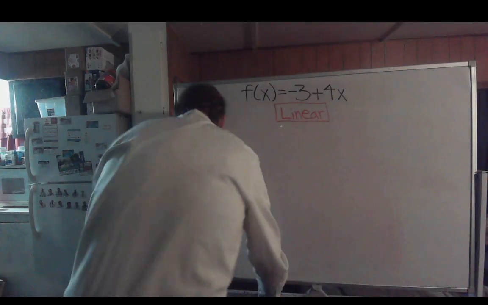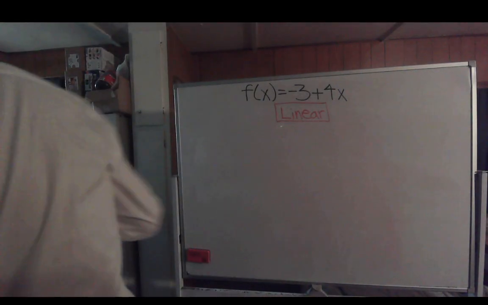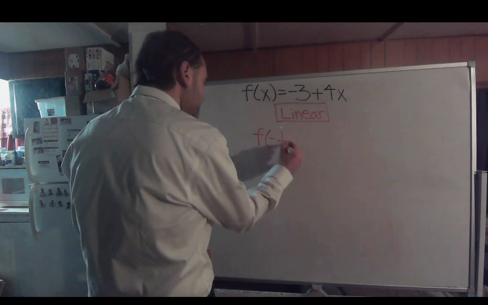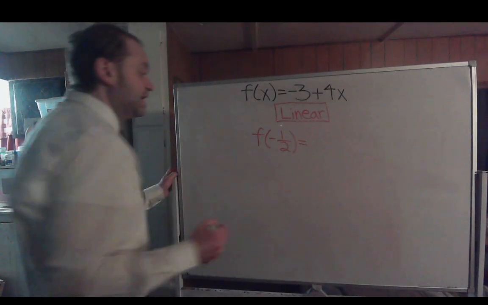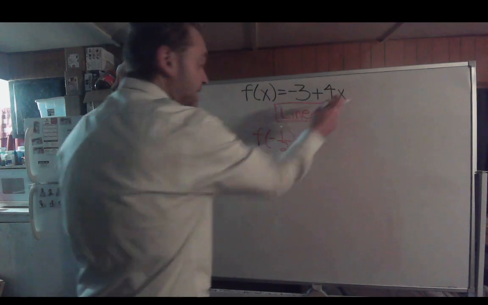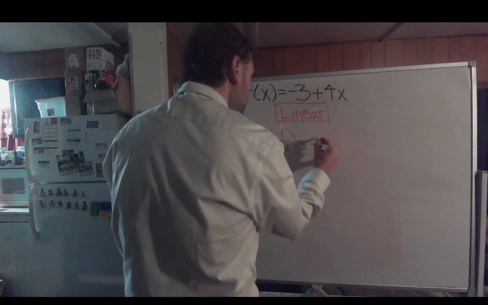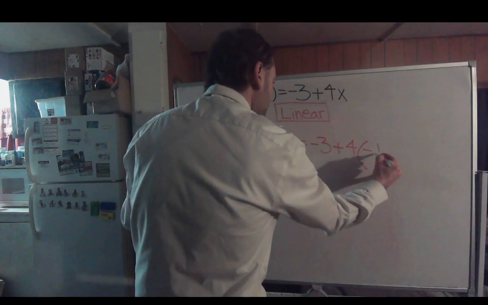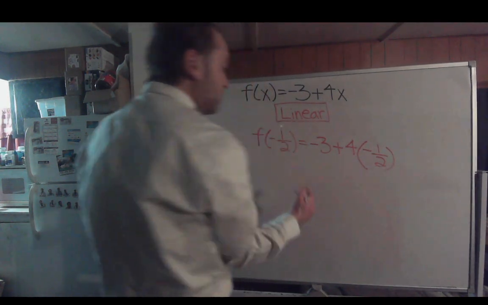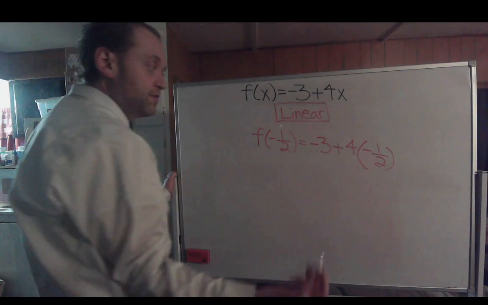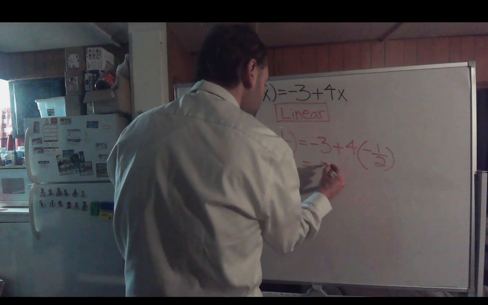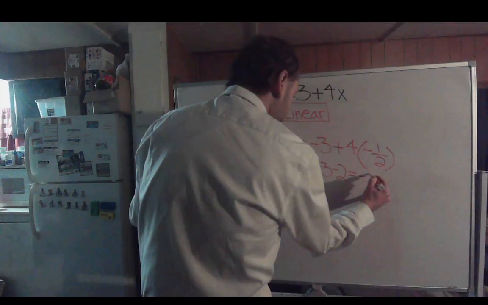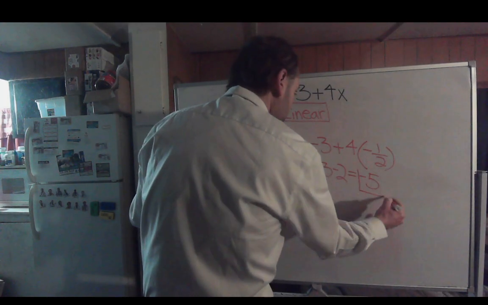Now, of course, they aren't going to let you off easy, though. What is f of negative 1/2? So put in negative 1/2 wherever you see x. That would be negative 3 plus 4 times negative 1/2. Well, what is 4 times negative 1/2? That's negative 2. So you'd end up with negative 3 minus 2, which would give you a value of negative 5 for the function.